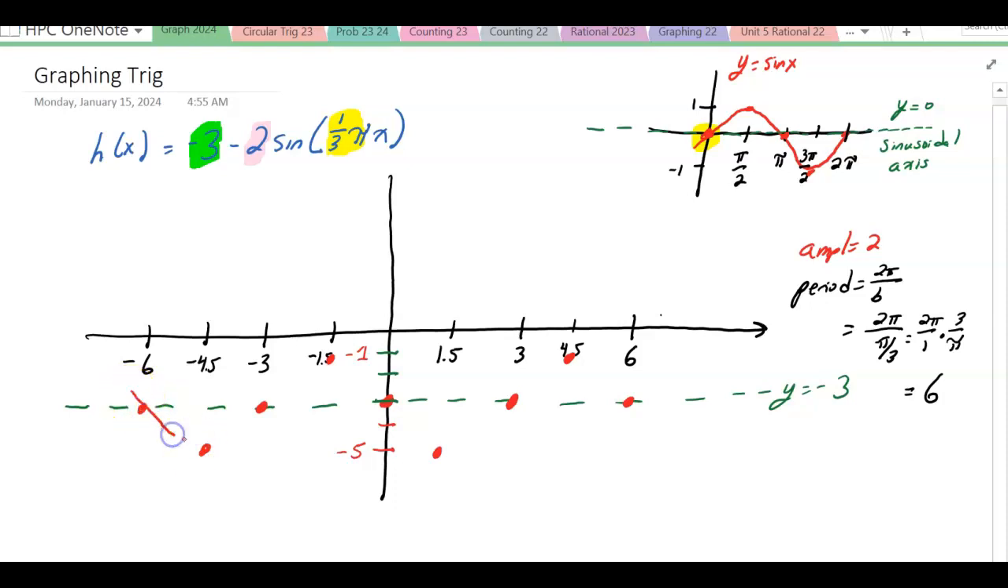So this is the graph of h of x. They are smooth curves. And you can check this by graphing it on your graphing calculator or Desmos.